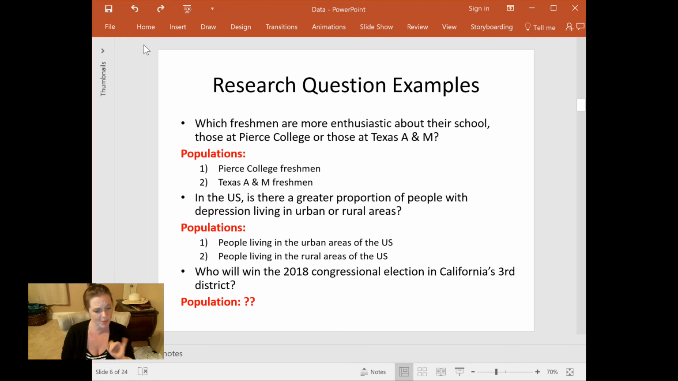So what about this one? This one is the most difficult example that I can give you. Who will win the 2018 congressional election in California's 3rd district, which includes LA? Well, who am I trying to make a decision about? Who I'm trying to make a decision about is a group of people who I don't know who they are yet. I'm trying to make a decision about the actual people who are going to show up to vote at some future point 2 years from now.